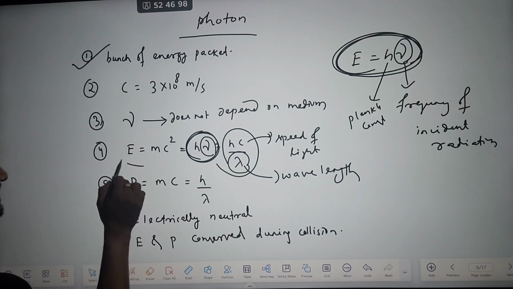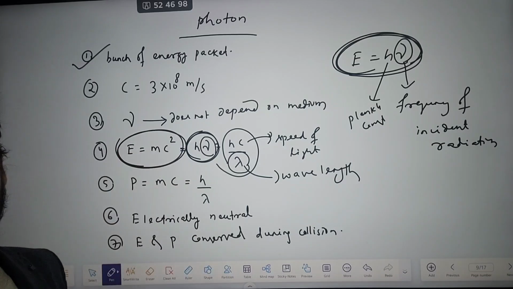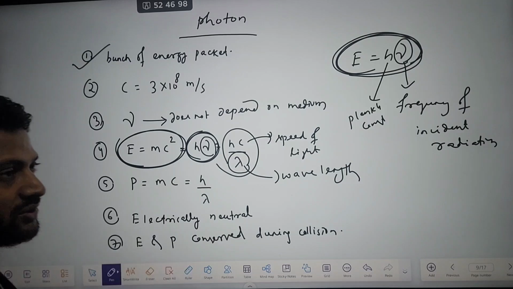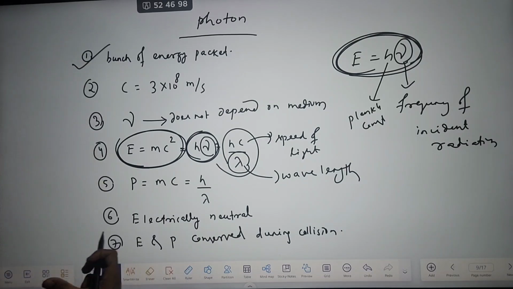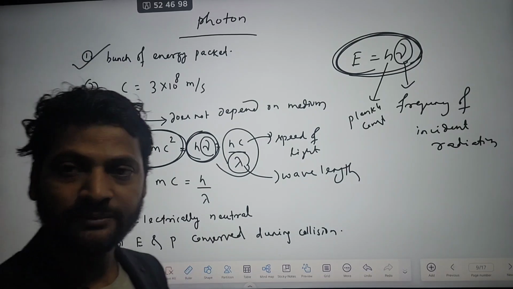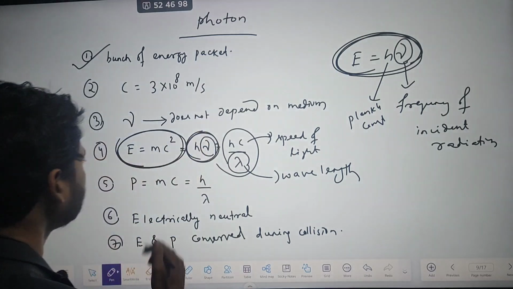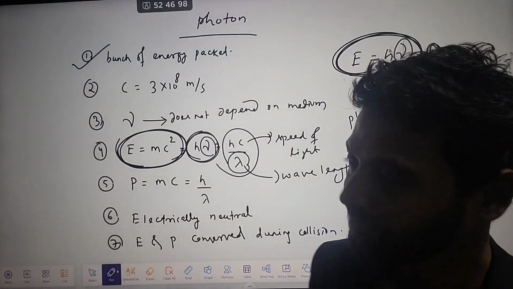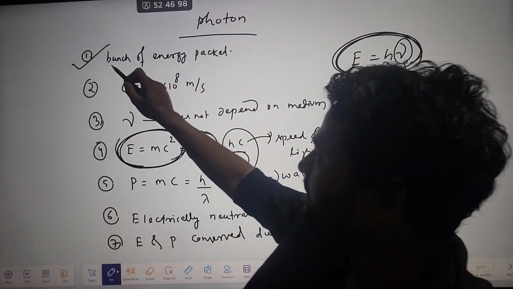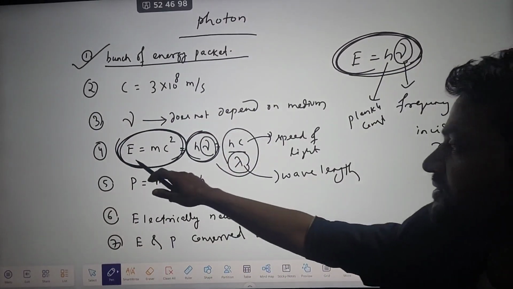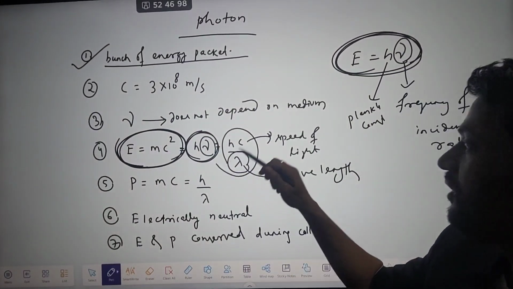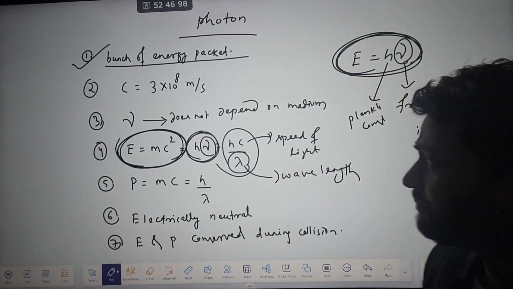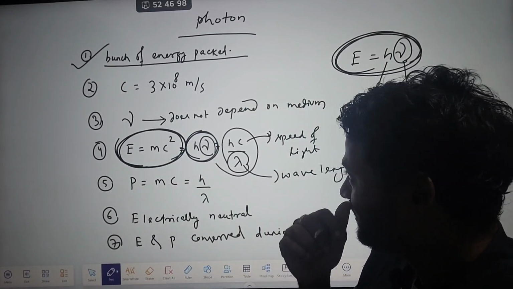Or as per the Einstein mass energy equivalence, you can write E is equal to mc square. If a light particle is moving with the speed of light, then it carries some energy. And there are some properties you should remember. The first property, it is a bunch of energy packet. Its energy is mc square, which is h nu or hc by lambda. M is the mass of that particle.